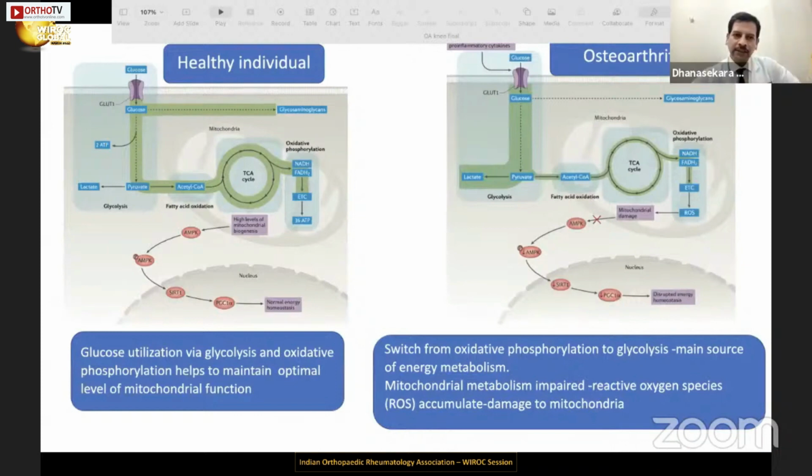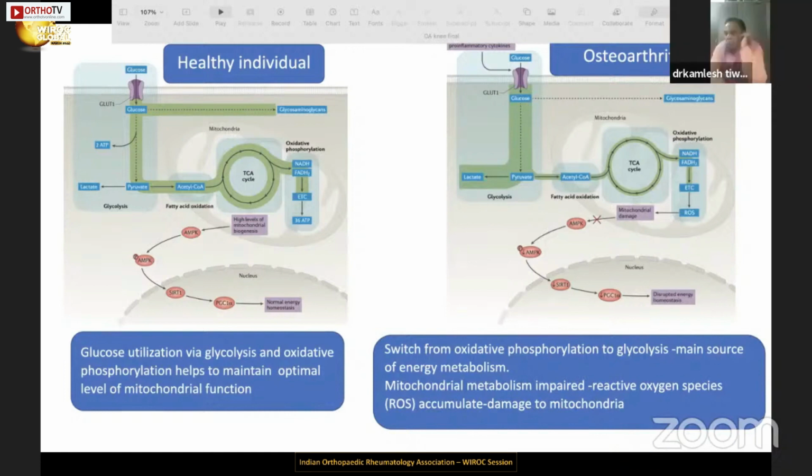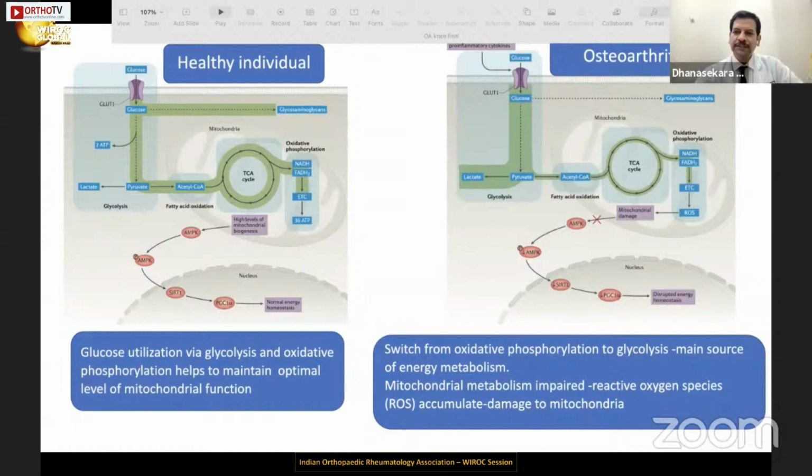If you look at the mitochondrial level, the cellular level, the normal metabolism happens with glucose utilization via glycolysis and oxidative phosphorylation. But in aging and other conditions, the metabolism switches over from oxidative phosphorylation to glycolysis as the main source. So the mitochondrial metabolism is impaired. This leads to release of reactive oxygen species, which again starts inflammation.